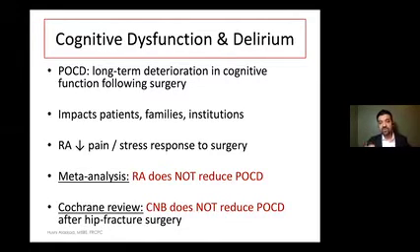Now, we do know that regional anesthesia reduces pain and reduces the stress response to surgery. However, a meta-analysis did not prove that regional anesthesia reduces postoperative cognitive dysfunction. Another Cochrane review looking at hip fracture patients showed that neuraxial blocks do not reduce postoperative cognitive dysfunction. So the theory here is that this dysfunction is related to the actual stress of the perioperative period and the surgical stimulus per se, no relation to the anesthetic.